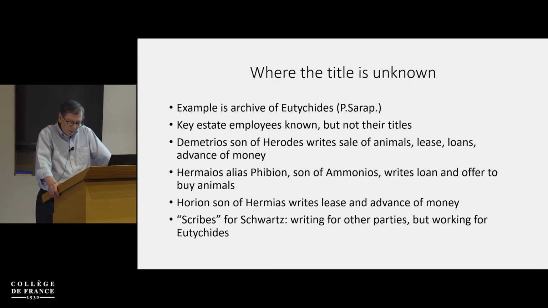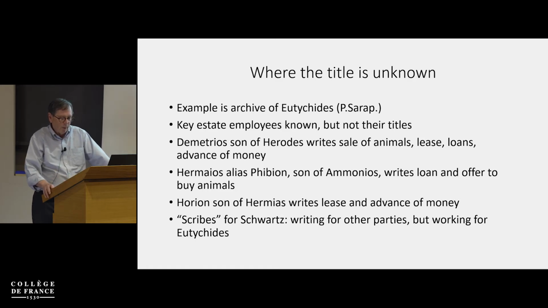Hermaios, alias Phoebion, son of Ammonius, writes an offer to buy animals and a loan of money. Heraion, son of Hermias, writes an advance of money and a lease of land. This writing activity led Schwartz to call them scribes. Scribe is, in many cases, as I said in an earlier lecture, a lazy term. What does it mean? What are these men doing?